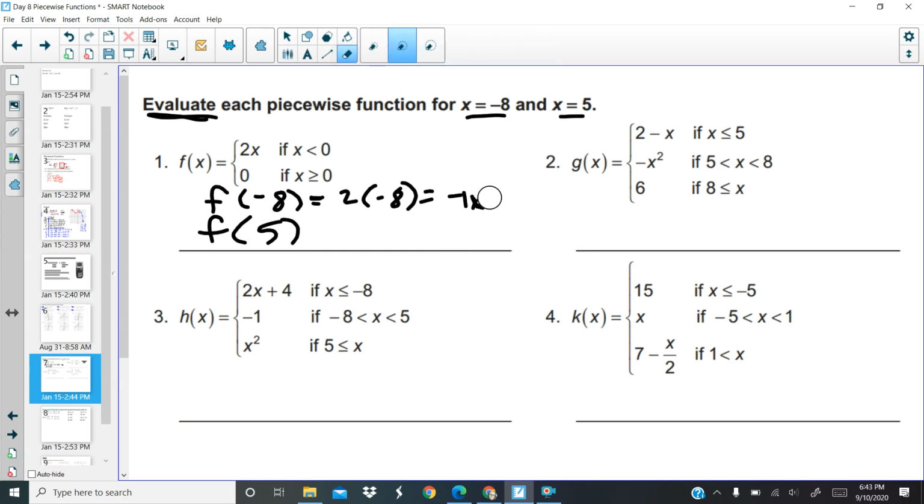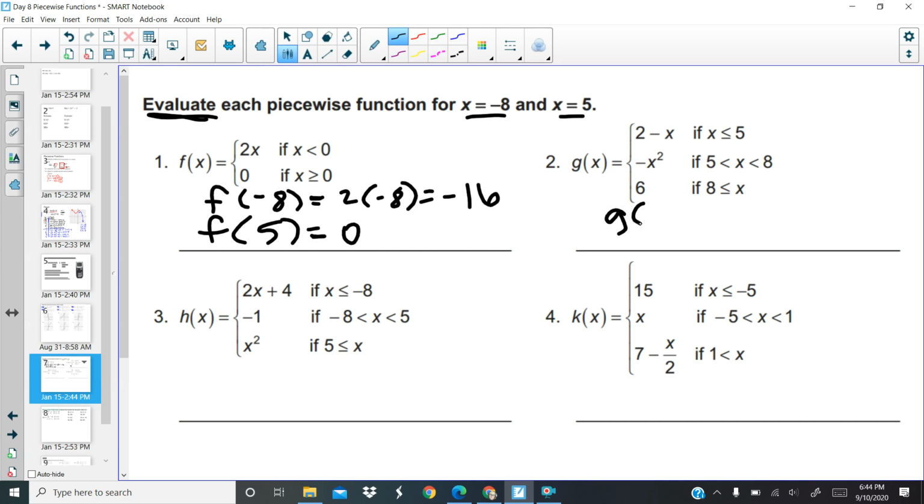Okay. Let's make that a little prettier. -16. Okay, and then for f of 5, since 5 is greater than 0, you're going to plug it into the second equation. And the second equation just says 0. So since it just says 0, your answer is just going to be 0. If there's not an x to plug anything into, then you just write the number and you're done. That's your answer.